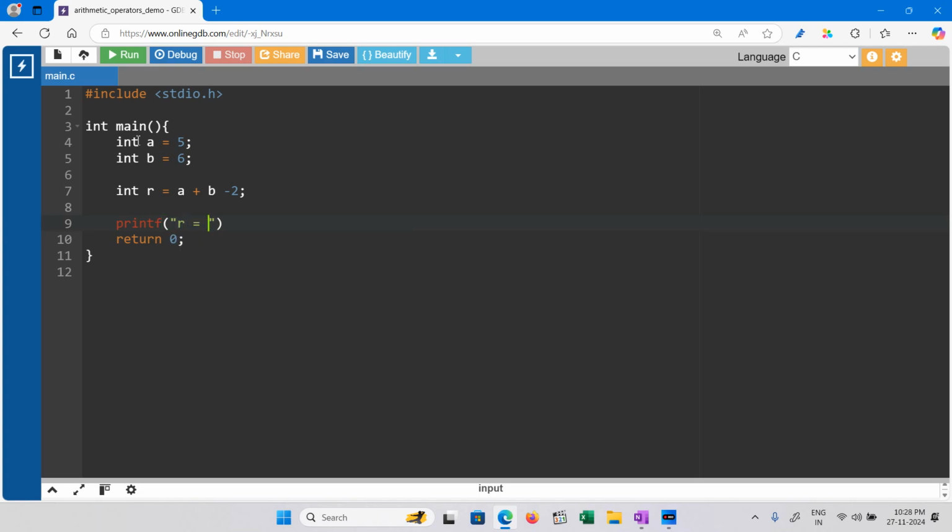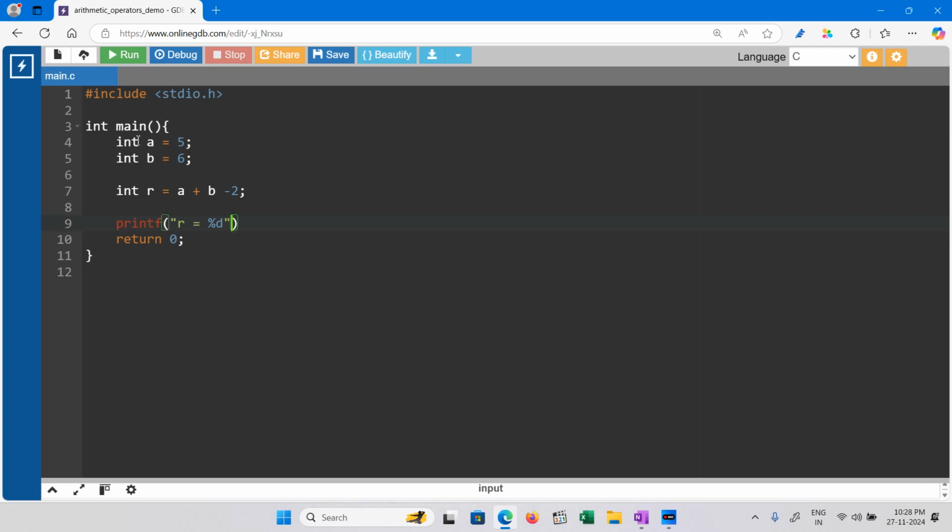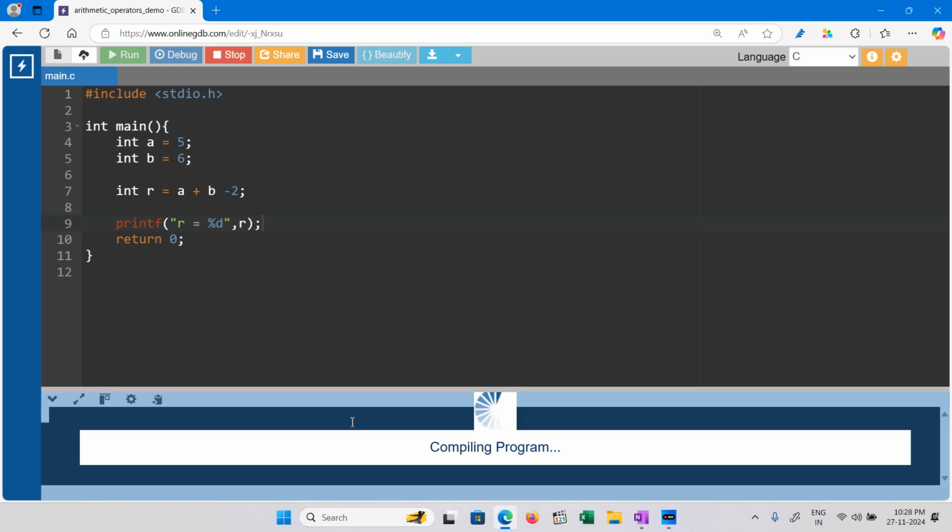Then let us print the result r. I am going to consider percentage d. You can have short integers, but I will not overlap with the sign, no mismatch, so percentage d can take care of signed and unsigned both. So I'm going to handle all the output in percentage d format, right? Now I'm going to print the value of r. Let us see how it works. See, the result is 9 here.